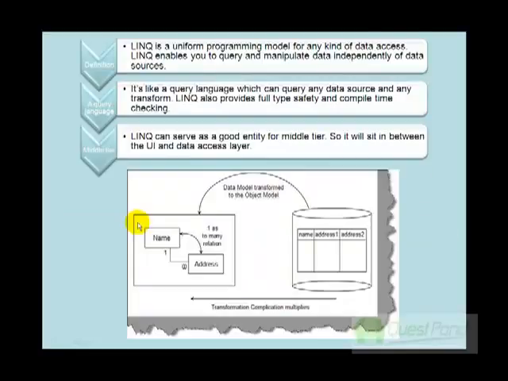So let's first define LINQ. LINQ is a uniform programming model for any kind of data access. Now when we talk about an application, an application can interact with any kind of data source. For example, your data source can be SQL Server, Excel, XML, Oracle, or probably Windows ADS. We don't know what kind of data source type we interact with.